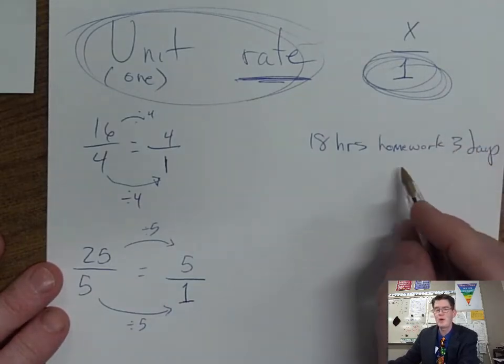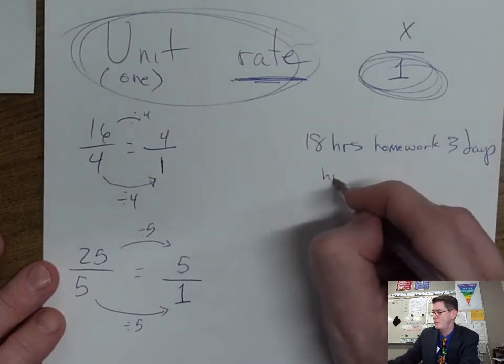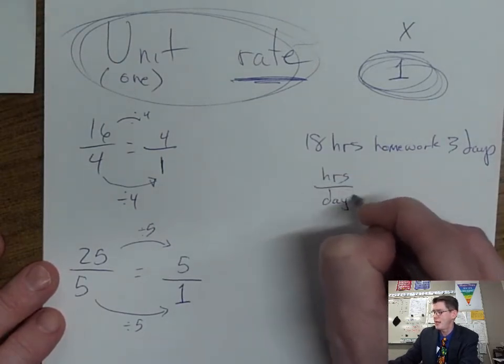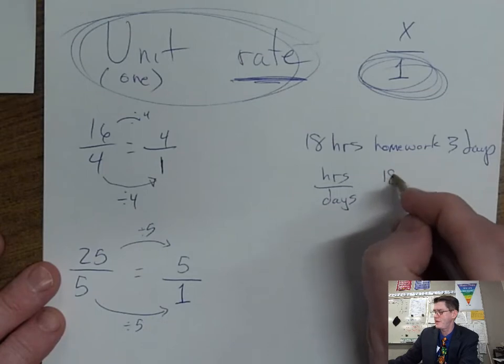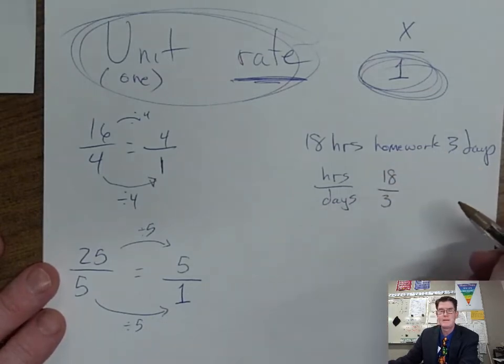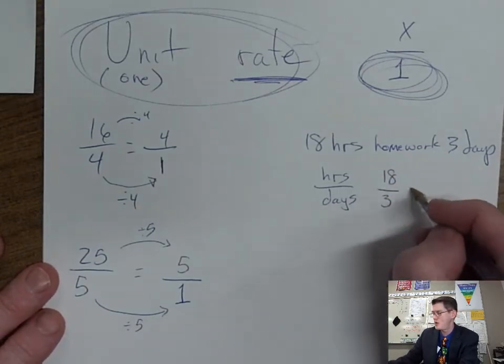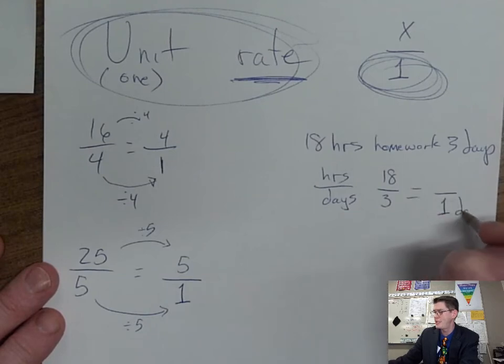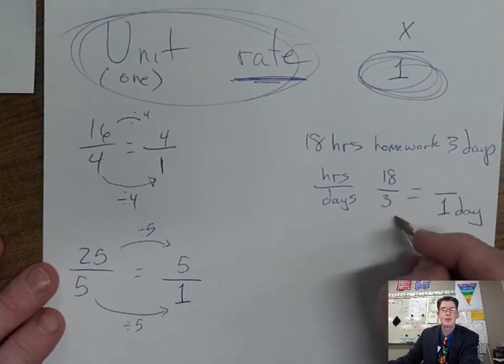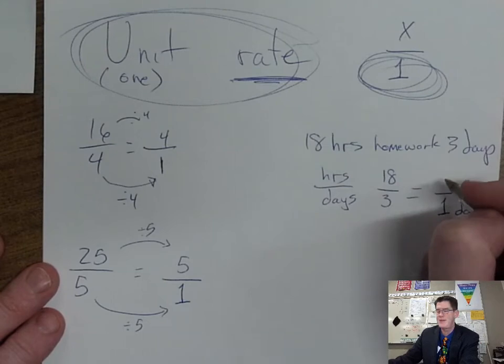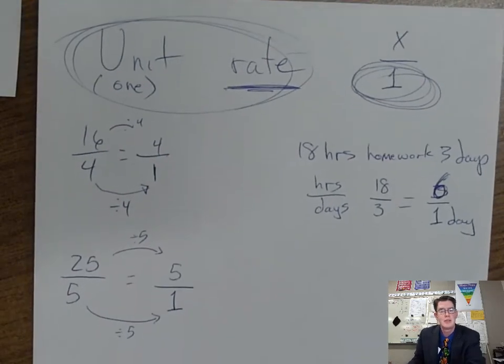What's the unit rate of hours per day? Well, if you wanted hours per day, then you write that fraction. You've got the 18 over 3. And then to make the unit rate, how much did you do in 1 day? You've divided by 3, so you divide the 18 by 3. Whoa! Don't write that, because 18 divided by 3 on your calculator is 6.